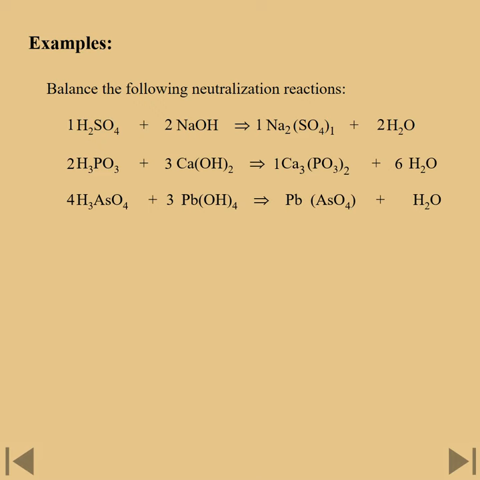When it comes to the salt, there's always just one of them. And that salt must have how many leads? Well, there's 3 on the left. How many arsenates? There's 4 on the left. And 12 hydrogen ions got together with 12 hydroxide ions to form 12 waters. I hope this is what you came up with.